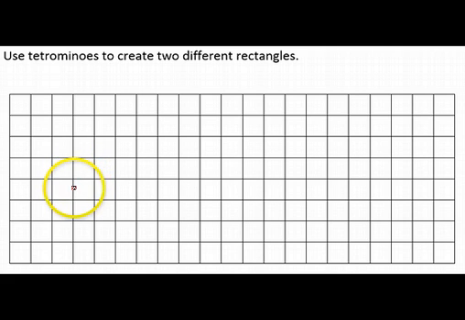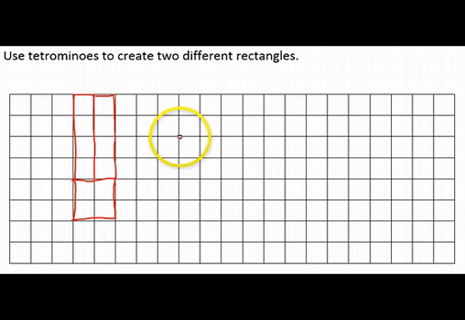So here's one example of a rectangle you could make using tetrominoes. So I'm going to take the tetromino that is shaped like a square, and then on top of that, I'm going to stack the tetromino that has all 4 squares in a line, and next to that, I'm going to place the exact same copy of that shape. So I have 3 different shapes. They're all tetrominoes. When I put them together, they make a rectangle.